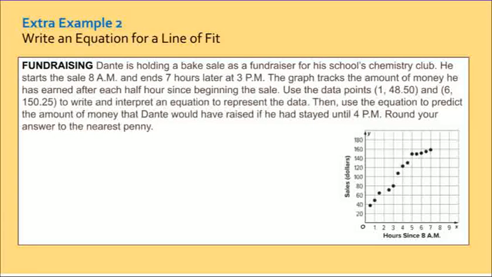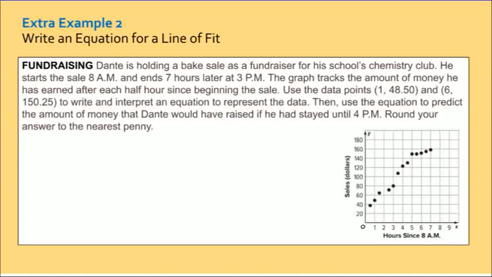Next example, Dante is holding a bake sale as a fundraiser for his school's chemistry club. He starts the sale at 8 a.m. and ends 7 hours later at 3 p.m. The graph tracks the amount of money he has earned after each half hour since beginning the sale. Here's the data: points (1, 48.50) and (6, 150.25). Write and interpret an equation to represent the data. Then use the equation to predict the amount of money that Dante would have raised if he stayed until 4 p.m. Round your answer to the nearest penny.